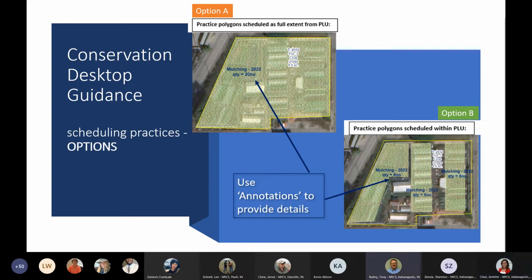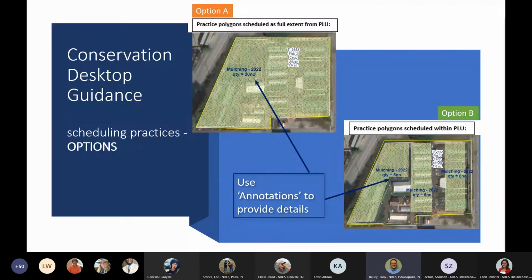All right, another question. So we do not have to use FSA field numbers if we go this route, as long as the 1155 matches the map, correct? Correct. I'll keep that one short and sweet. Thanks, Tony. All right, on to another one.